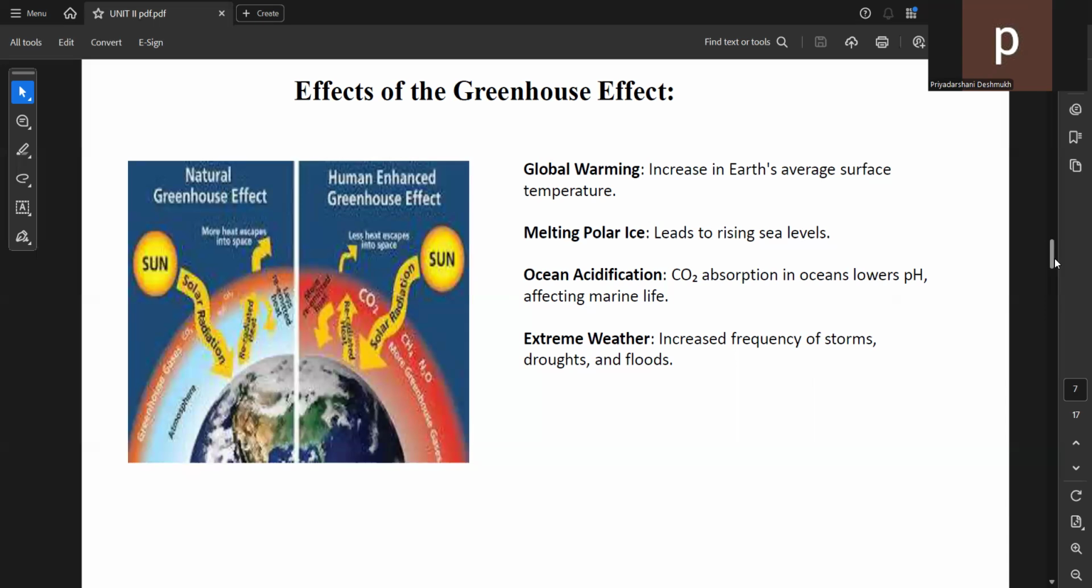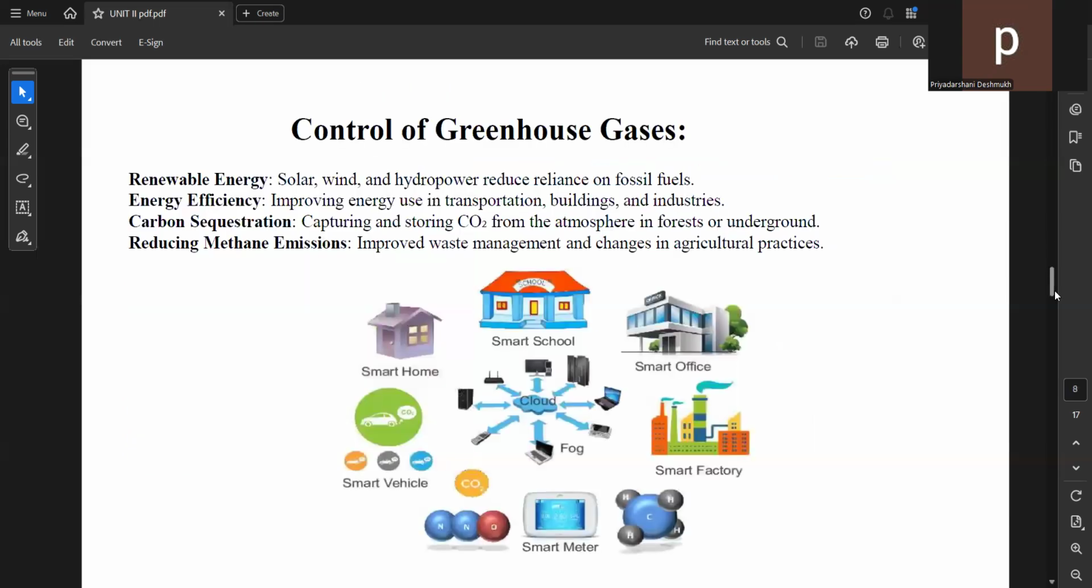Now, the next thing we are going to talk about is the effects of the greenhouse effect. Here I have mentioned some greenhouse effects: global warming, melting polar ice, ocean acidification, and extreme weather conditions. So these are some of the important effects due to the greenhouse gas or the global warming effect. As it increases, there are a number of various greenhouse effects that we can also list here.